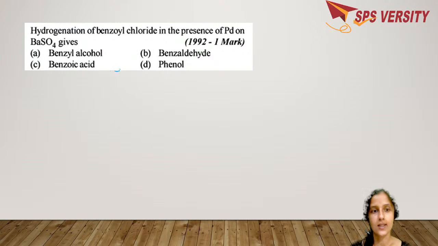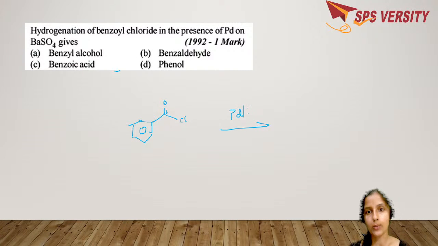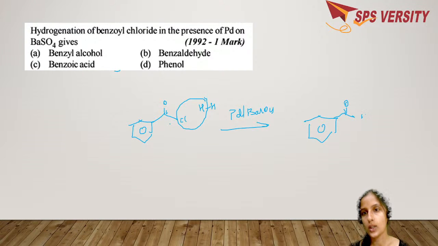This we already discussed, benzoyl chloride. This is a benzoyl chloride. If you are going to treat it with palladium over barium sulfate, and then treat it with hydrogen, HCl will go and this H gets added over here. This is a hydrogenation reaction resulting in the formation of benzaldehyde. That would be the right answer.